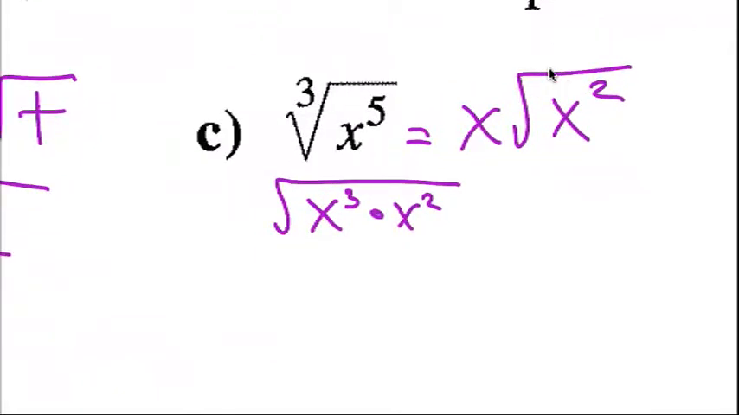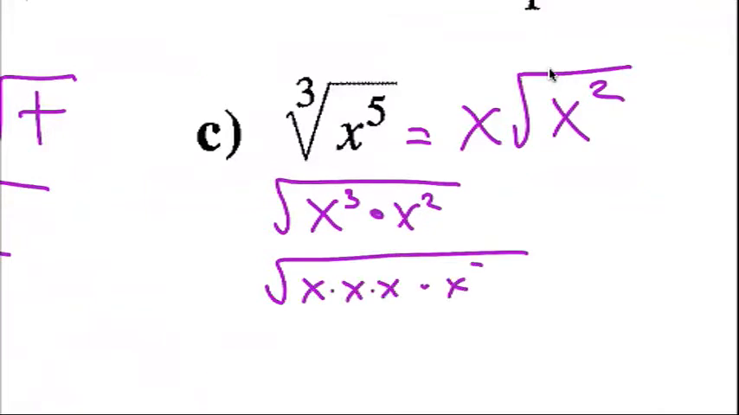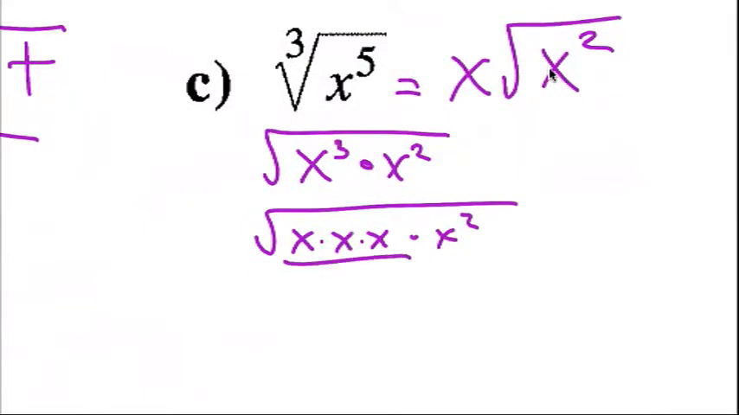Well, x cubed is x times x times x, times x squared. Well, there's my group of 3. X comes out. What am I left with? X squared. Of course, that should be a cube root, cube root, cube root. Don't want to forget those. Those would be wrong if we did.